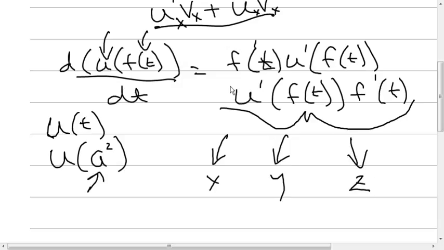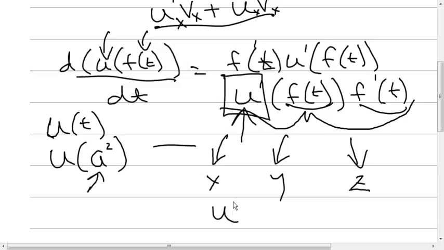The thing to remember here is this is a vector. That's a vector. This and this are just scalar functions. In this case, x squared. So what we'd have is, in this case, whatever u prime is of a squared, times 2a. So each of the x, y, and z components in the derivative of this vector gets multiplied by 2a. I hope that's clear.